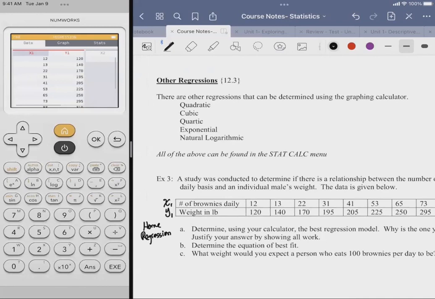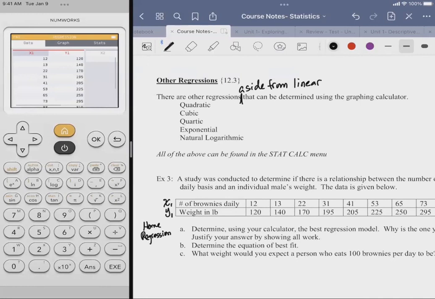The other regressions, aside from linear, that can be determined using the graphing calculator, are quadratic, cubic, quartic, exponential, and natural logarithmic. All right, and fortunately, prerequisites aside, you don't have to be an expert in function related mathematics in order to be able to handle this.